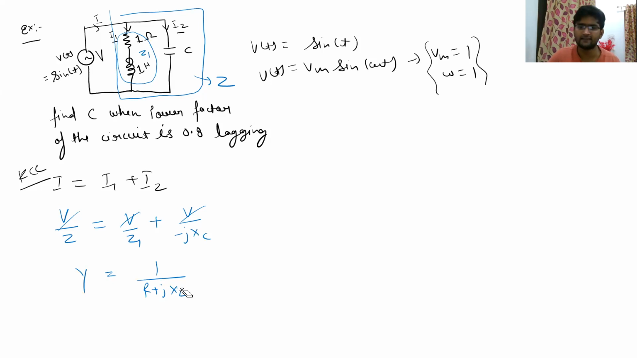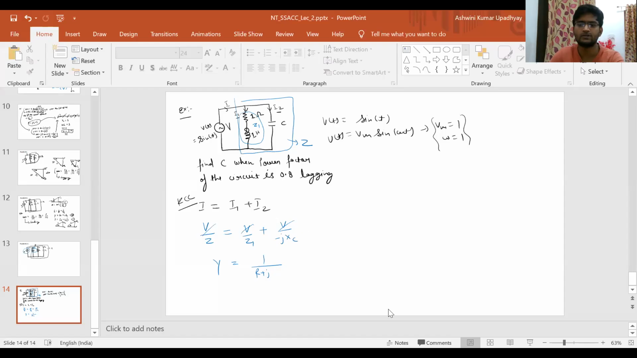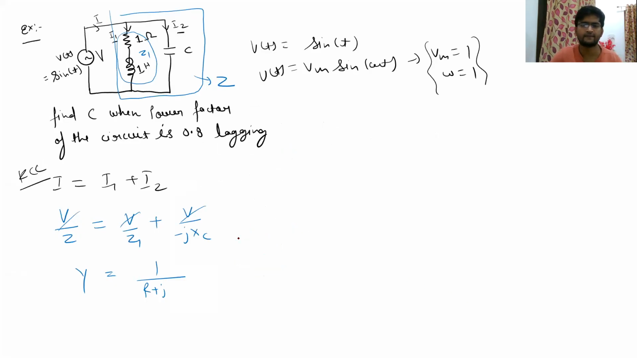And what is the value of XL? XL is nothing but omega L, right? So you already know that omega's value is 1 and L is 1 Henry and R is 1 ohm. So we will finally put it, but let us do this thing first. Plus 1 divided by minus J. What is the value of XC? It is 1 upon omega C.